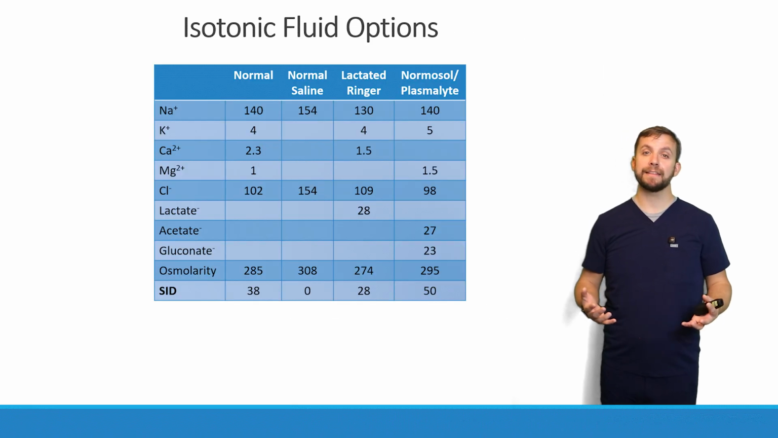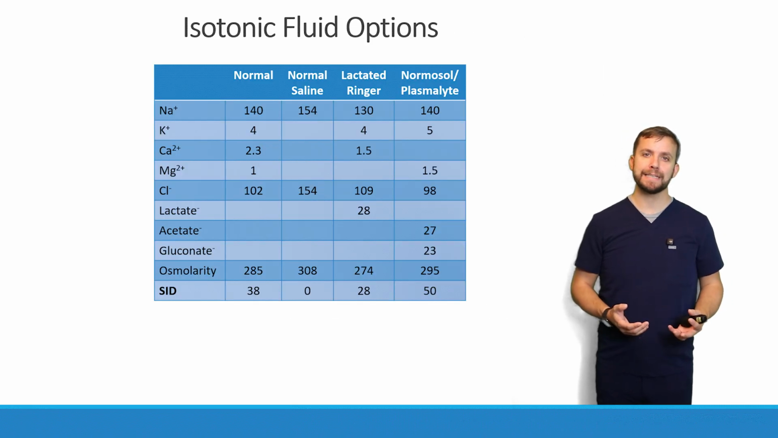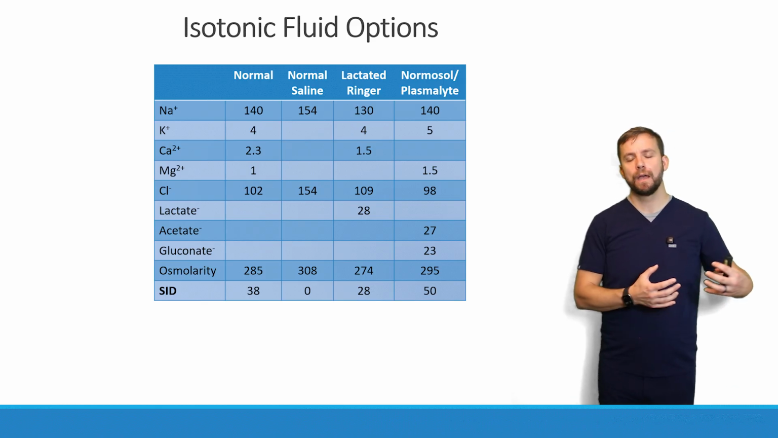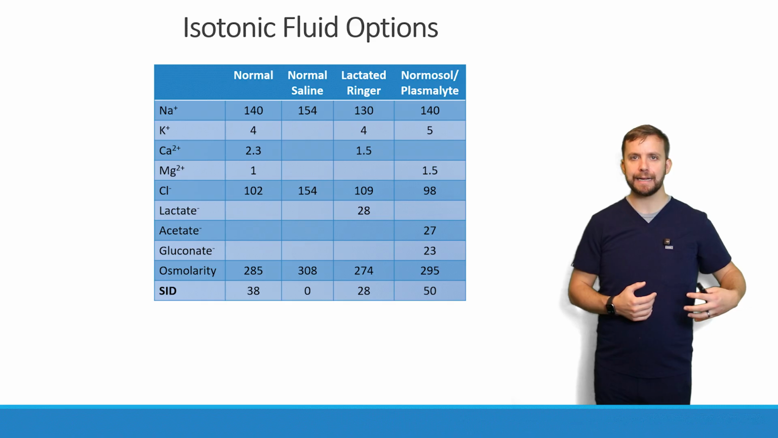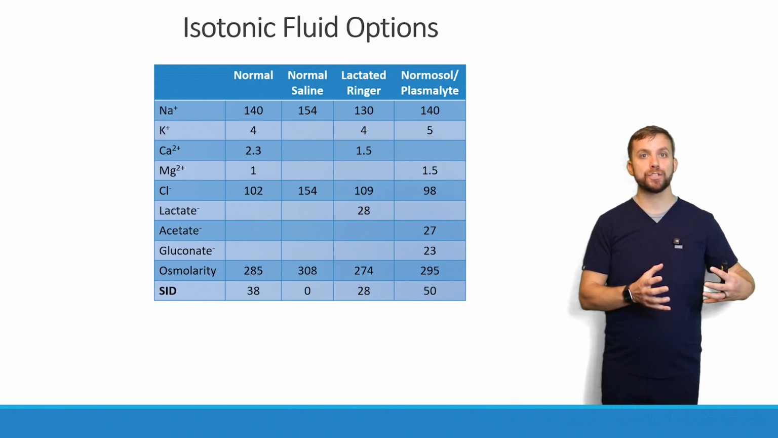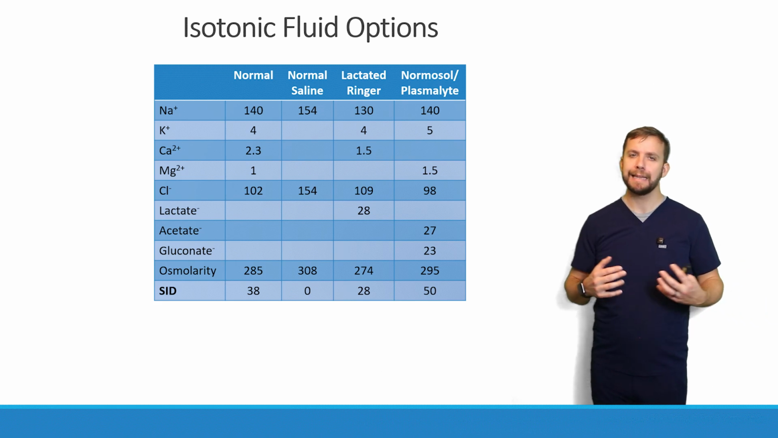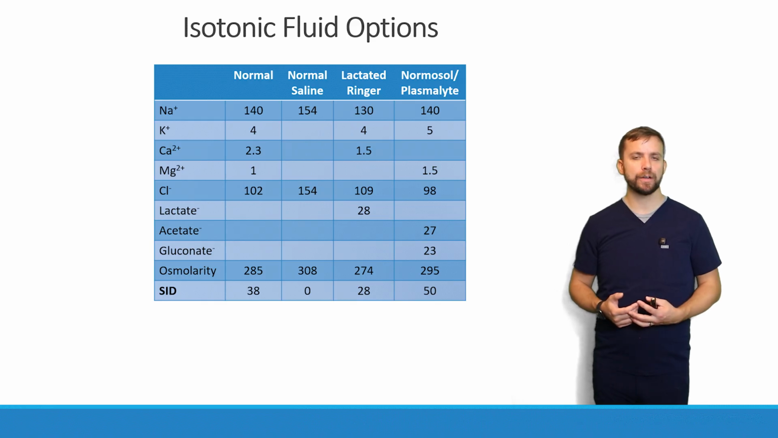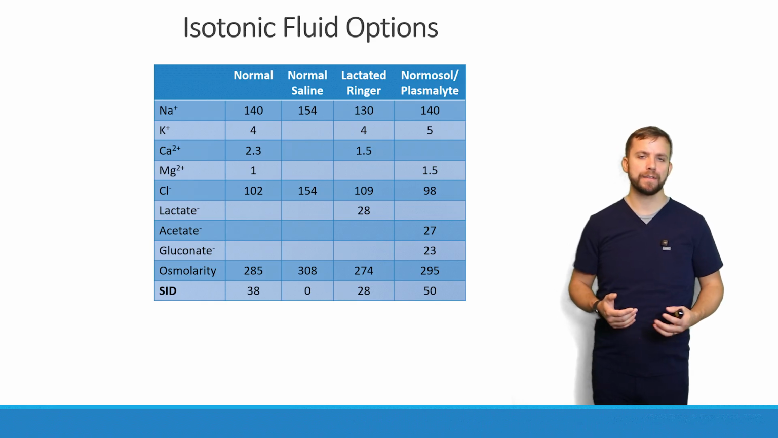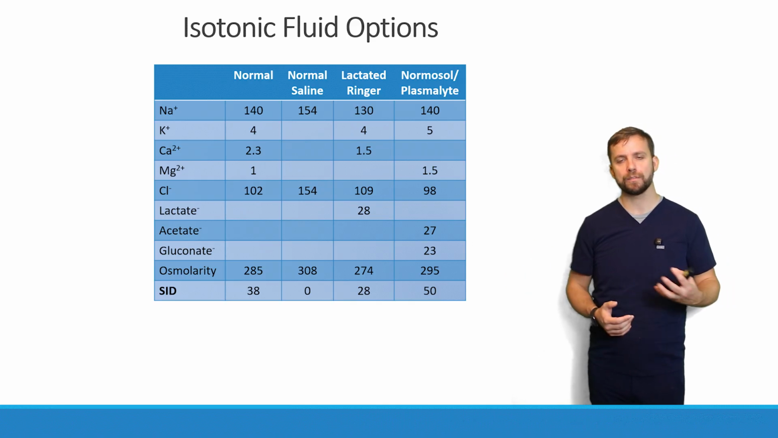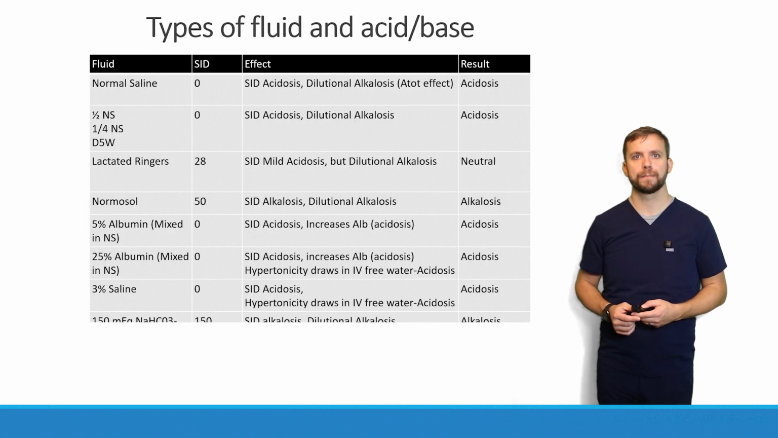So again, looking at these options, Normosol and Plasma-Lyte, they have the best difference between cations and anions, or the best difference between sodium and chloride, definitely compared to normal saline. Lactated Ringer's is very close. Again, I like lactated Ringer's a lot. If I'm going to be doing large volume resuscitation, I typically pick Normosol just because it has a sodium that's 140 as opposed to a sodium that's 130.